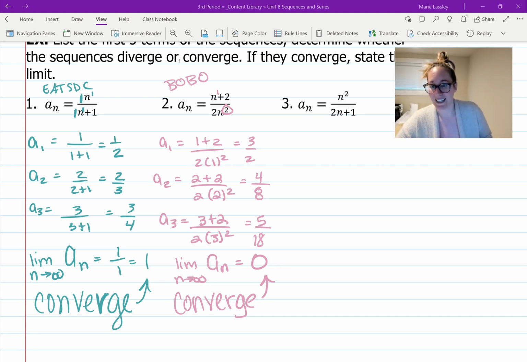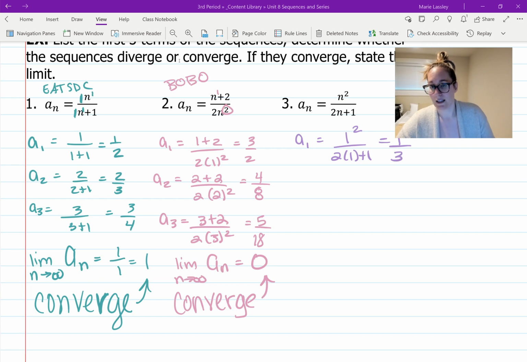So last but not least, problem number 3, and I'm sure you can probably guess where this is going, but let's just do this. Okay, so we'll start with listing our terms. A1, so this is 1 squared over 2 times 1 plus 1. It's 1 over 3.